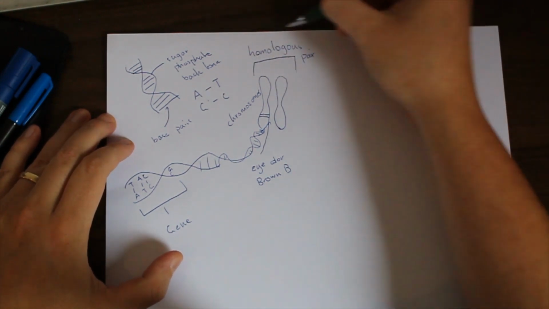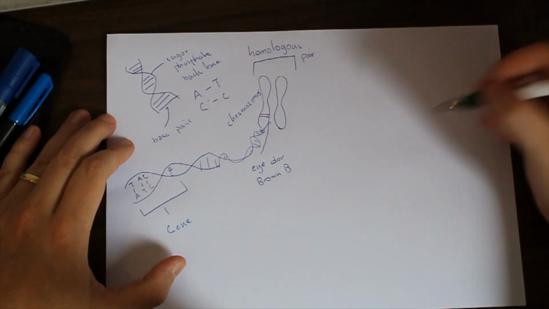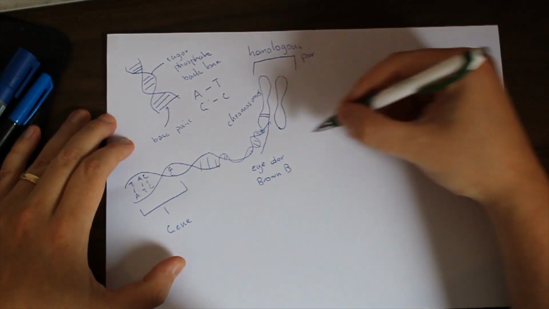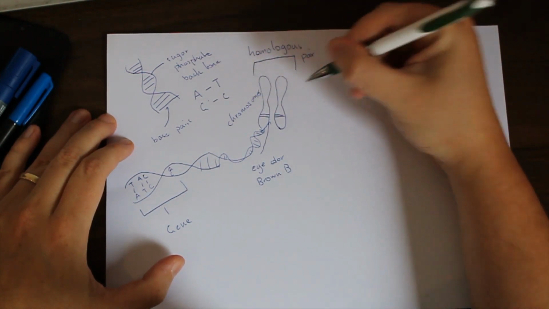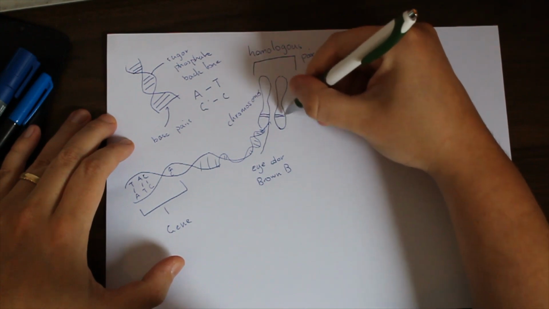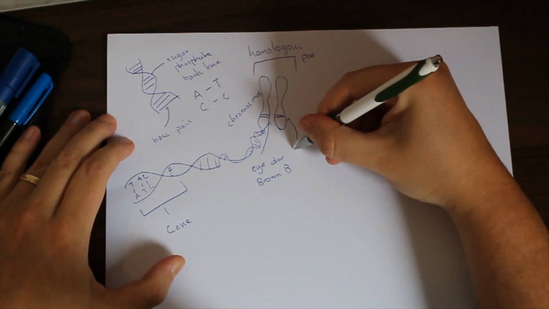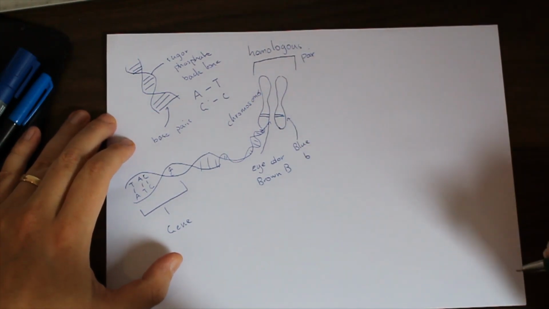Now, our homologous pairs, the genes on each of these pairs actually correspond, which means that they match up. So if I've got a gene for eye color on this section of the chromosome, I'm also going to have one on this side. Okay. Now let's imagine that this gene here is also for eye color, but it is for blue eyes. Okay, which we're going to denote with a little b.